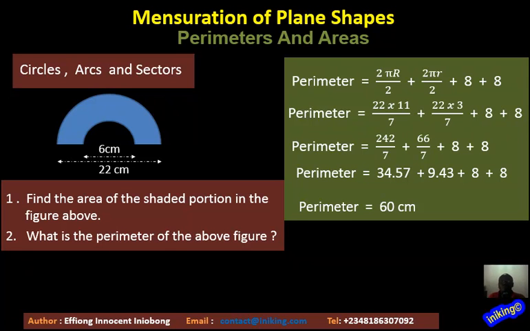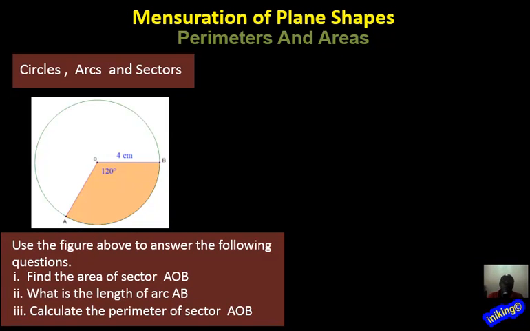Let's proceed. Here we have a sector AOB. We're asked to use the figure above to answer the following questions. Find the area of the sector AOB. What is the length of arc AB? And calculate the perimeter of sector AOB.